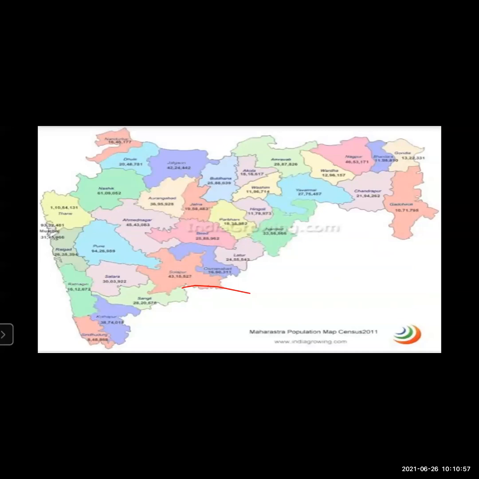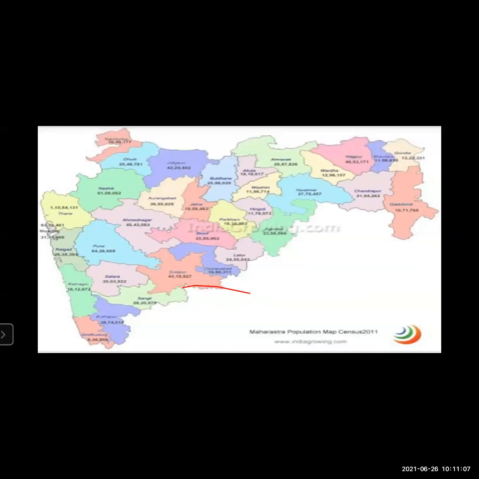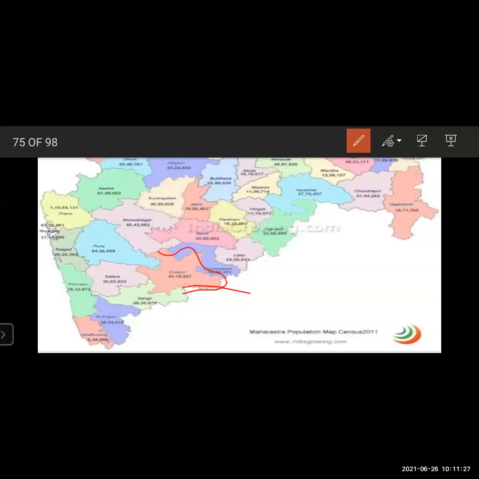For example, you can see here in the map, I've shown you the population density of people as per the 2001 census. See, in Solapur, you can see 43,16,527 people living in this area. So the population density in Solapur is a little high as compared to other areas nearby.